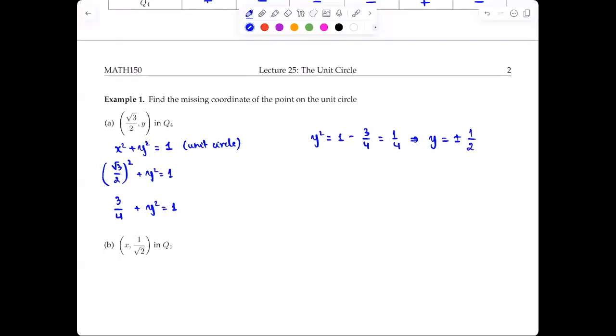You get the idea? You know where the plus and minus 1/2 is coming from? But now you cannot just take two values here. Look at the quadrant that the point is in. So in quadrant 4, what is the sign of y? Is that positive or negative? Negative. So the answer in this case should be y equal to -1/2.